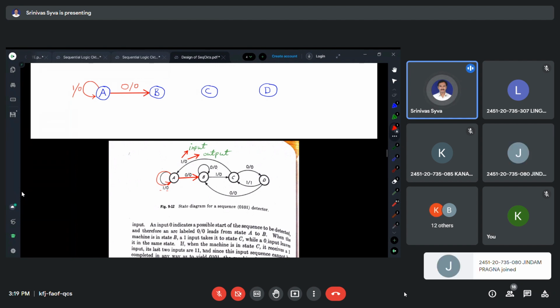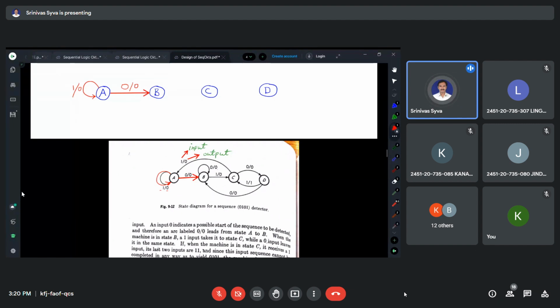Now, if we receive 0, what happens? The machine remains in the state B only, because if the sequence 0, 0 comes, it is a failure, so it will not move further. So again, after receiving the first bit at T1, you received 0. At T2, you are again receiving bit 0. So the sequence cannot be completed. So what happens? The machine does not progress.